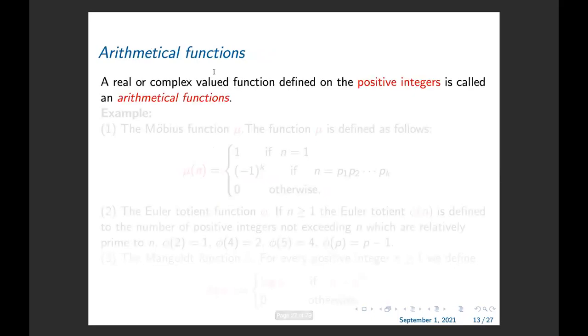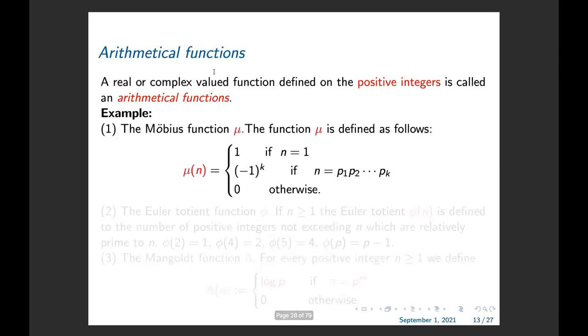So an arithmetic function is a real or complex valued function which is defined on the set of positive integers. For example, we can consider the Mobius function, which is denoted by mu. So this function mu is defined like this. So mu of n is equal to 1 if n is equal to 1.